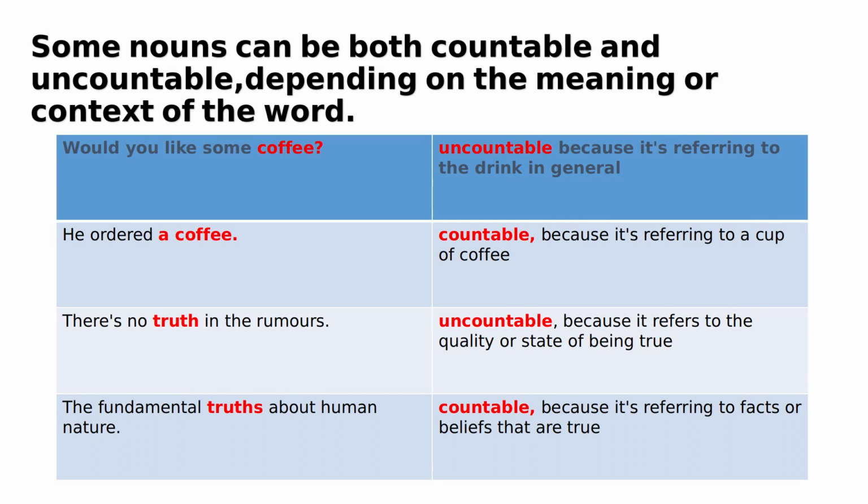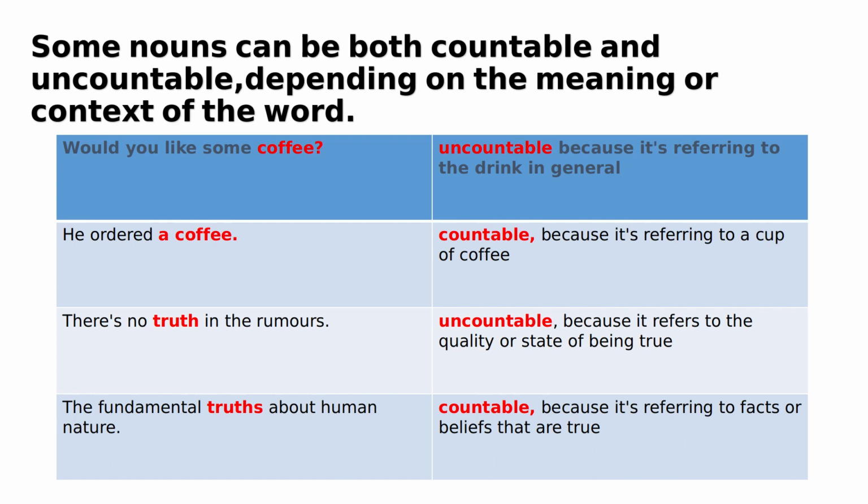Some nouns can be both countable and uncountable, depending on the meaning or the context of the word. Take a look at the sentences. Would you like some coffee? In this case, the noun coffee will be uncountable because it's referring to the drink in general. But when we say he ordered a coffee, it will be countable because it's referring to a cup of coffee.